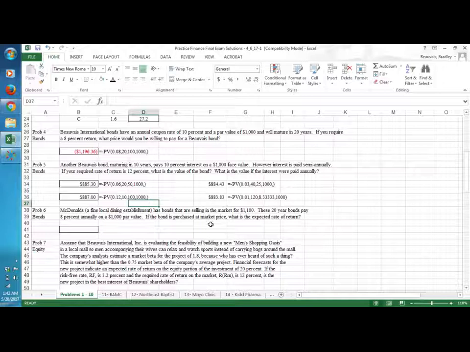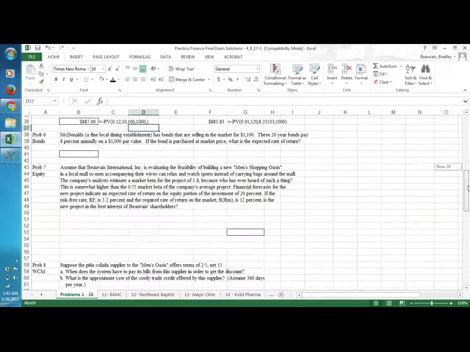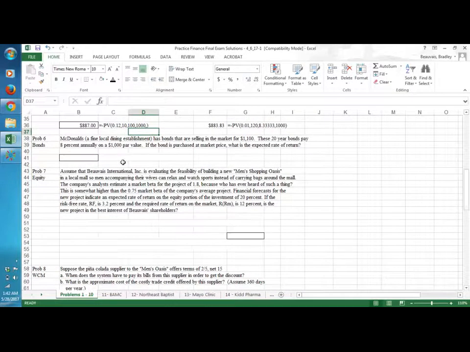So the third problem here: McDonald's has bonds that are selling in the market for $1,100. These 20-year bonds pay 8% annually on a $1,000 par value. If the bond is purchased at market price, what is the expected rate of return? Another way of framing this is yield to maturity.